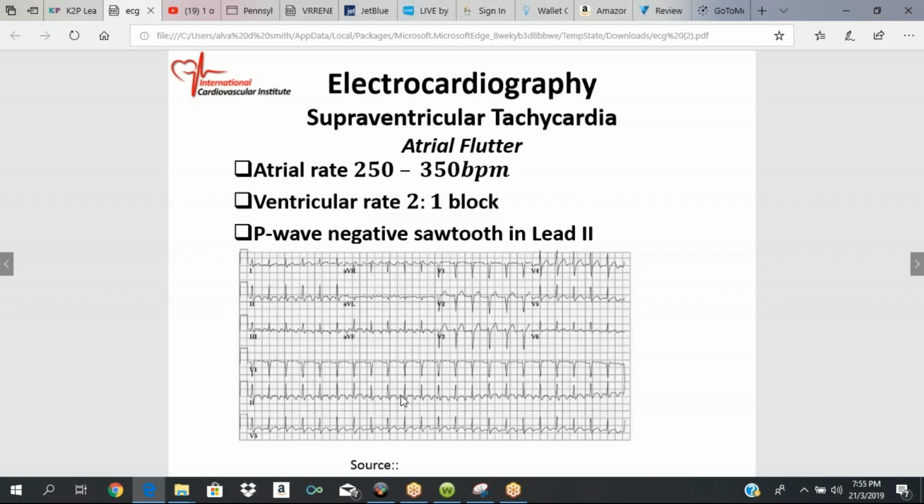So this is lead 2, a rhythm strip. You can see the P waves are below the baseline, negative. Again, if you look closely, the separation of the P waves is a little bit more than a big block. You can just call it one big block. So the atrial rate here would be 300 divided by one big block, so it would be 300.